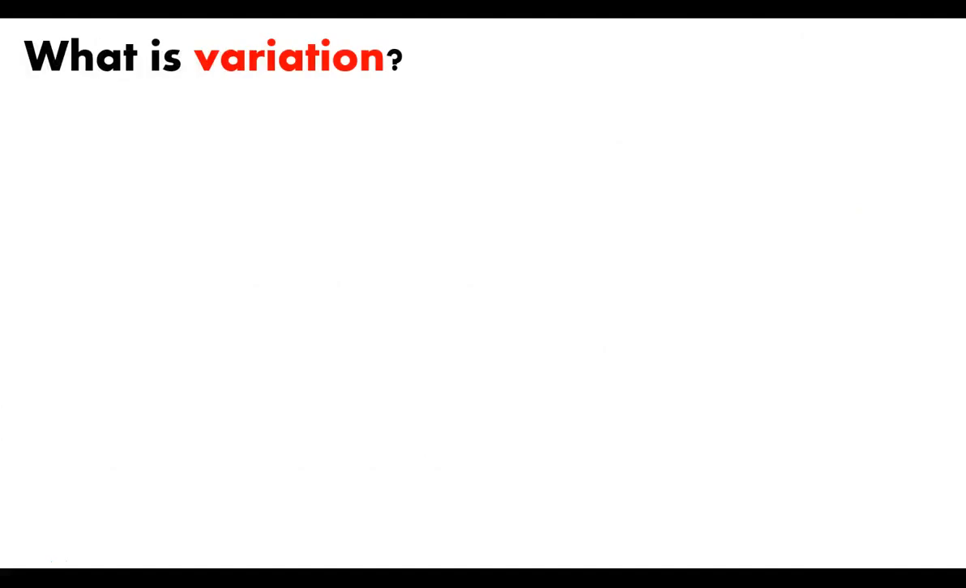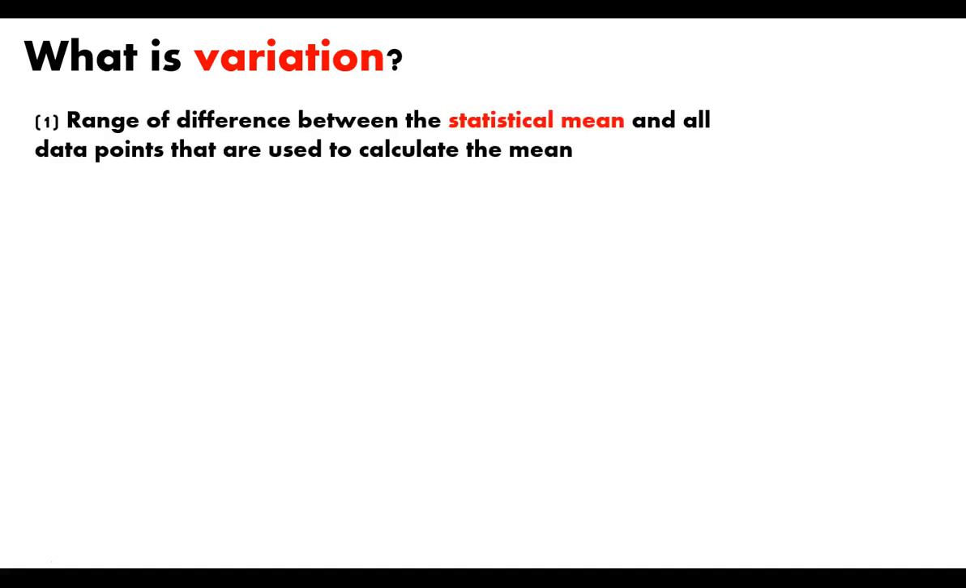Now, one thing to keep in mind, a very important concept with Lean Six Sigma is this idea of variation. It's actually part of the name. That's what the Sigma comes down to in Six Sigma. So what is variation? A couple of definitions. It's just a range of difference between the statistical mean, the average, and all the data points that are used to calculate that mean.